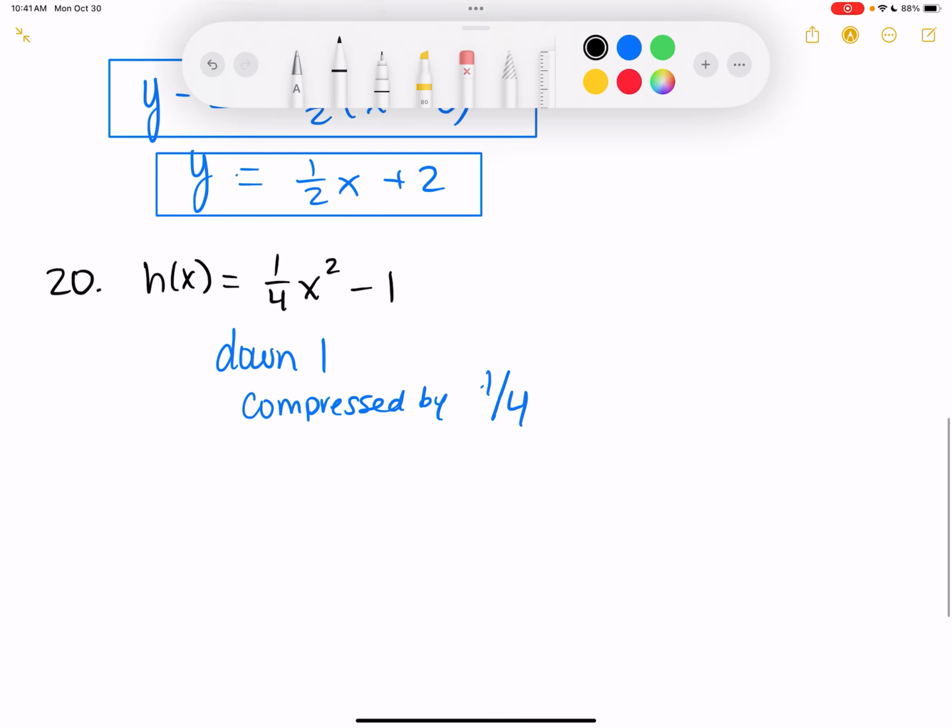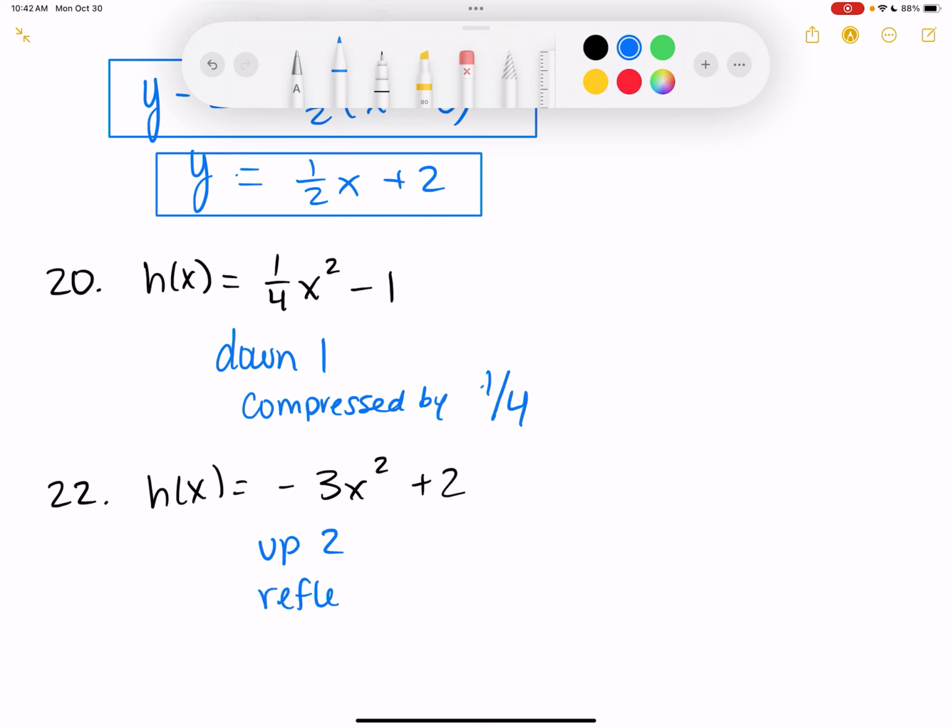22. H of x is equal to negative 3x squared plus 2. What's happening with this one? Up 2, reflected, stretch 3. Yep.